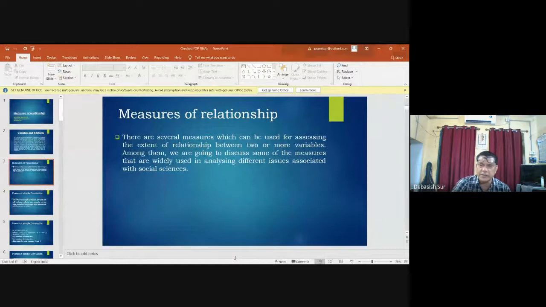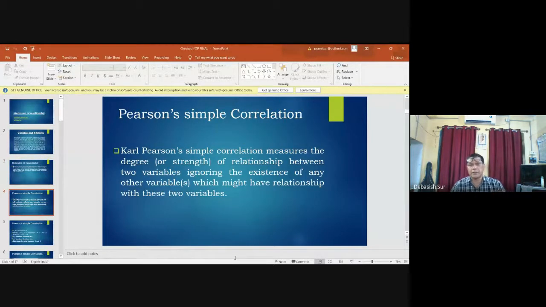So let us consider some important measures. First of all, Pearson simple correlation. We all know that Pearson simple correlation measures the degree of relationship between two variables, ignoring the existence of any other variable or variables which might have relationship with these two variables. That means if we have two variables, and if we want to determine the degree of relationship between them, then we have to use Pearson simple correlation. And in Pearson simple correlation, it is assumed that there is no other variable which can influence these two variables.